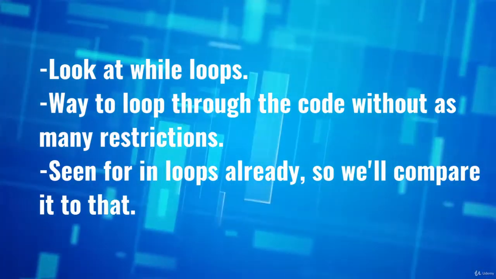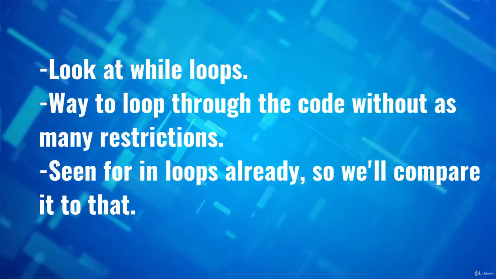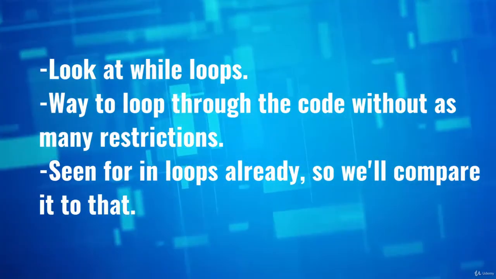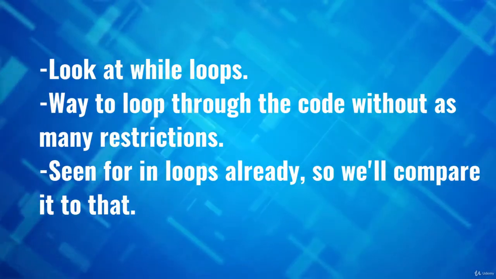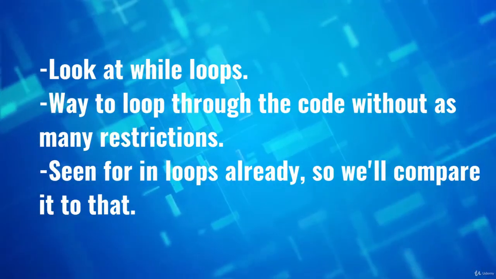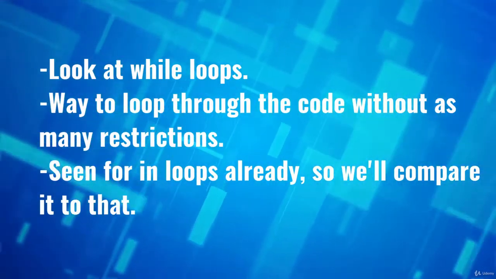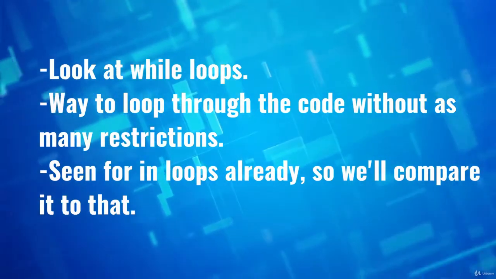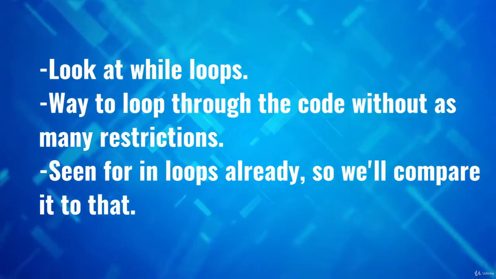So this is just another way to loop through the code, just like a for in loop, and it performs the same task each time, but this way we can kind of create this loop without as many restrictions. Now there are some problems that come with those restrictions, but it's also nice to have that kind of freedom because it allows us to do more things. So like I said, we've seen these for in loops already, so we're going to compare our while loop to the for in loop so we can kind of see the benefits and downsides to using one over the other.